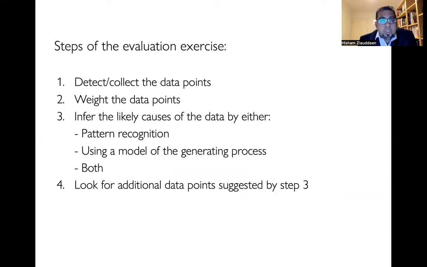So what you're doing in the evaluation exercise is essentially detecting or collecting the data points, weighting them, and inferring the likely cause of the data by either doing a pattern recognition exercise or developing some model of what the generating process might be, or both. Very often you'll find edges of a particular pattern that will get you thinking about whether there might be something else here that's generating what I'm seeing. And of course, what you do then is look for additional data points that would be suggested by step 3.